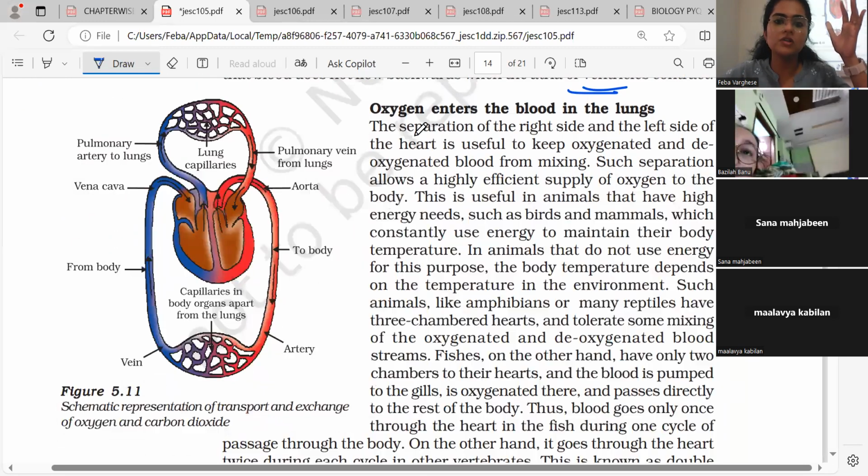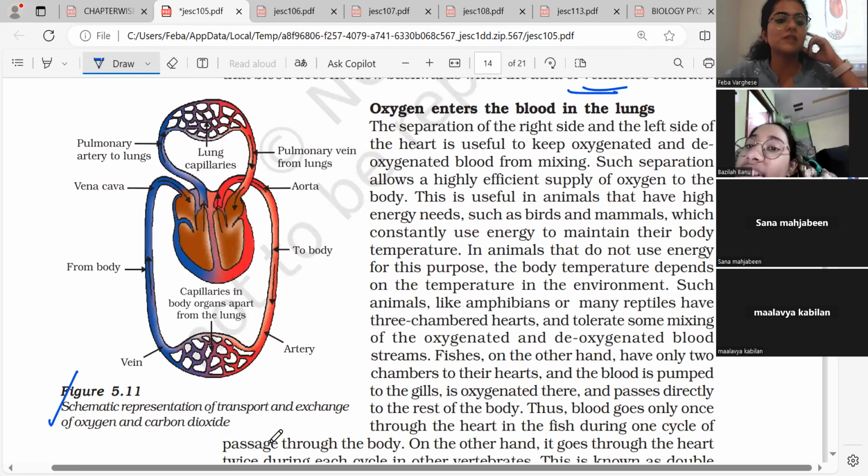Now we are moving on to how oxygen enters the blood in the lungs. What is this shown? What is the schematic representation?